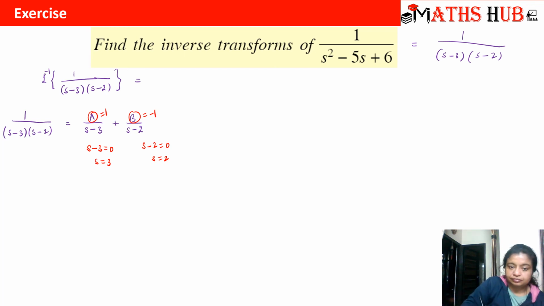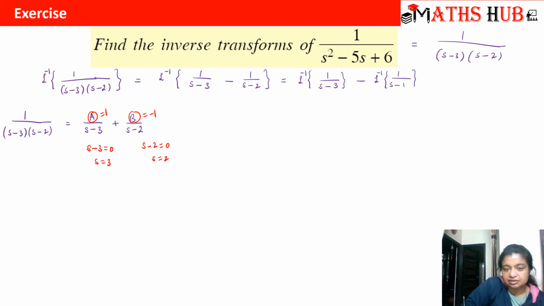So this is nothing but Laplace inverse of 1 by s minus 3 minus 1 by s minus 2. So again, using the linearity property, I can split them. This is Laplace inverse of 1 by s minus 3 minus Laplace inverse of 1 by s minus 2, right? So again, using the basic table formula, what is Laplace inverse of 1 by s minus a? It is e raised to power at. So this becomes e raised to power 3t minus e raised to power 2t.